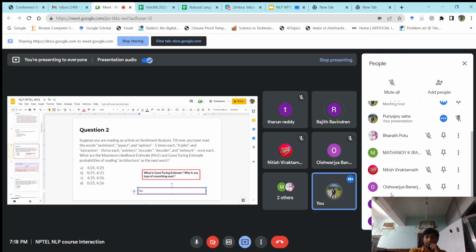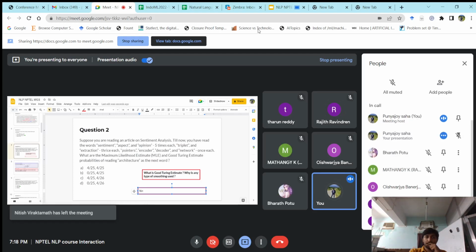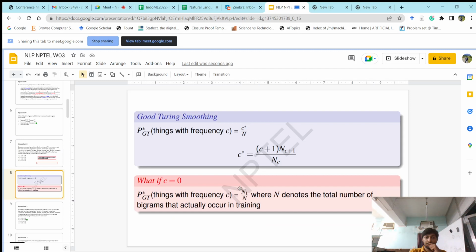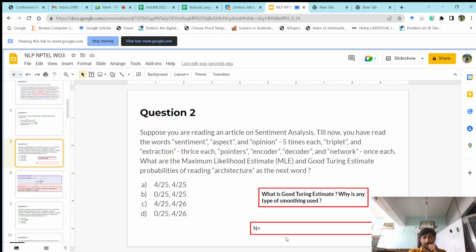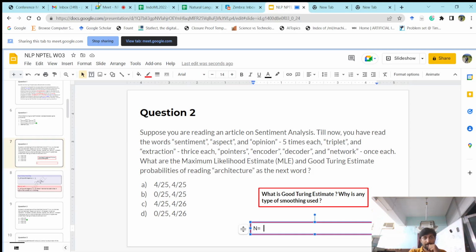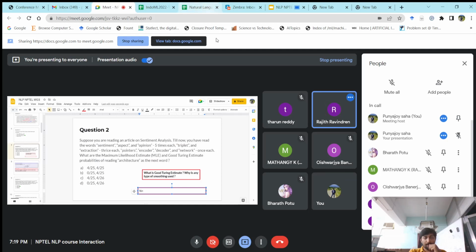So for the ones joining now, we are trying to use this Good-Turing estimate for the C equal to 0 case, where the formula is N1 by N. You have to find the total number of words that appear in the training, and N1 is the total number of words which appear once. So can you tell me what is N here? It's 25. Yeah, how did you do that? Just basic. 3 words, 5 times, 15.